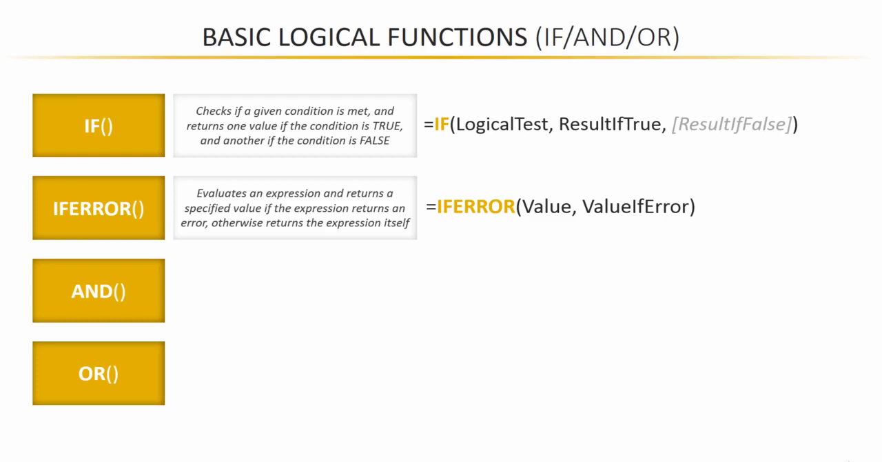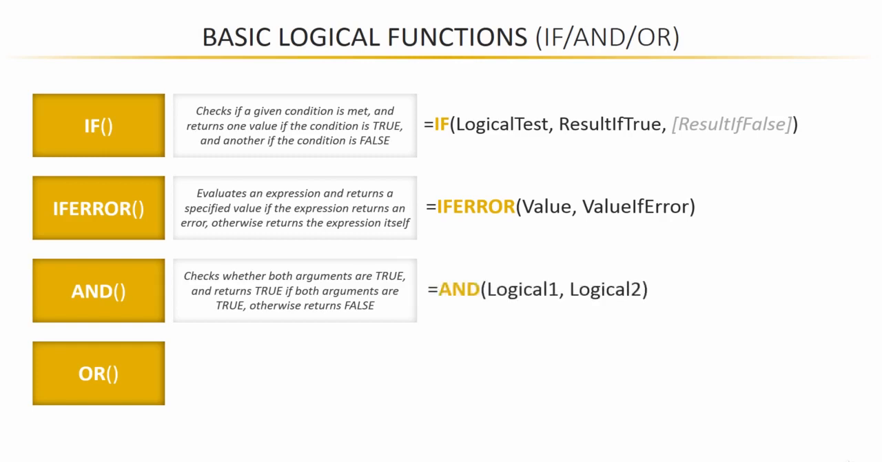Keep in mind that those errors can be very helpful and tell you some important information, so use it cautiously, but it can be a great tool. Next up, we've got AND, and it kind of speaks for itself. It checks whether 2 arguments are both true and returns true if that's the case, otherwise false. So the syntax looks like this. You just plug in 2 arguments, 2 logical statements.